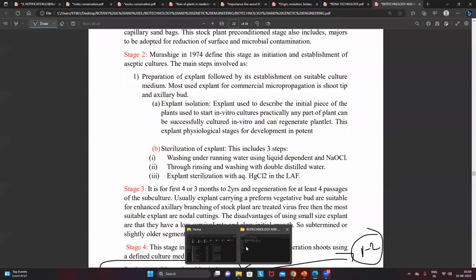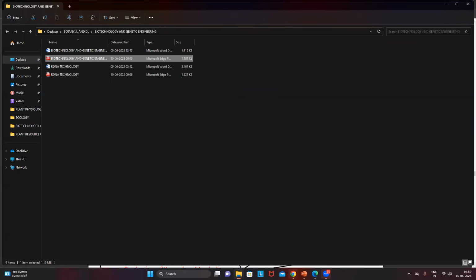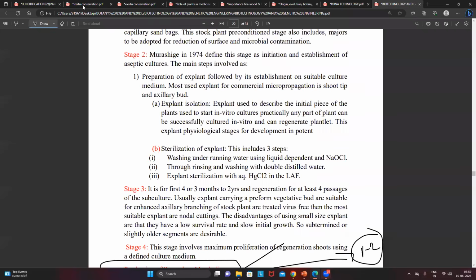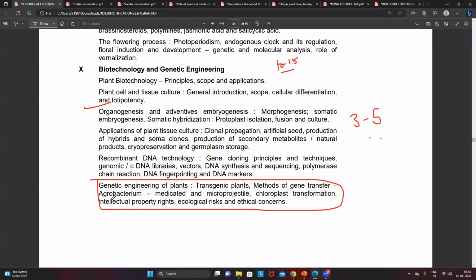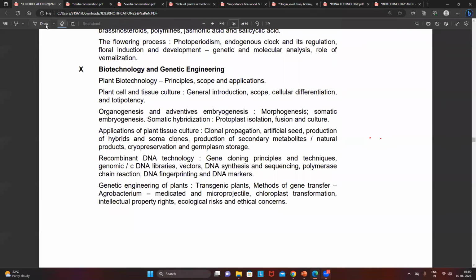I have covered each and everything in the notes. You need not read anything extra. I have covered the entire genetic engineering of plants, that is the methods of gene transfer and Agrobacterium. I have covered the entire applications of plant tissue culture, and also the entire organogenesis and embryogenesis. You need not touch anything else. Keep the PPT, listen to the lesson and read the study material once or twice. Automatically you can easily answer any question from this.